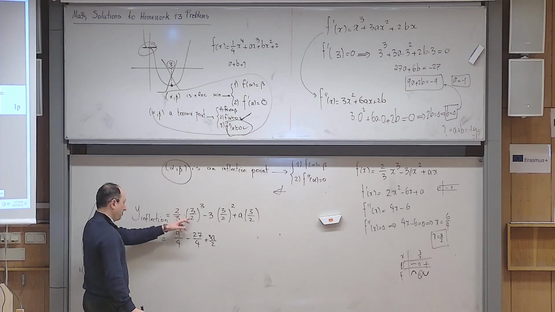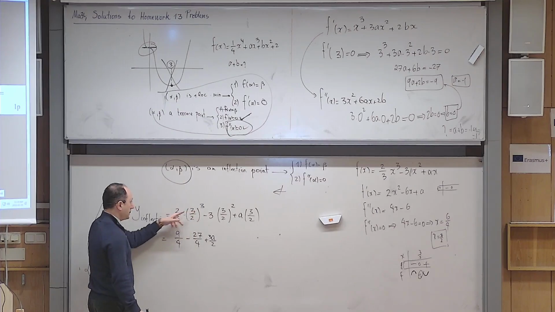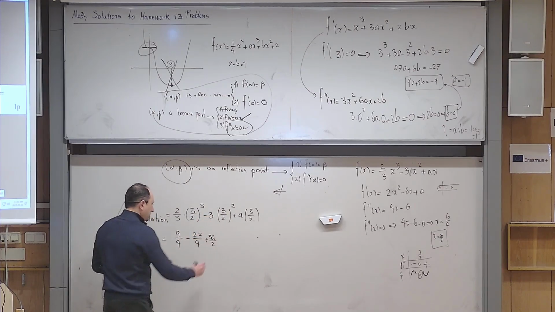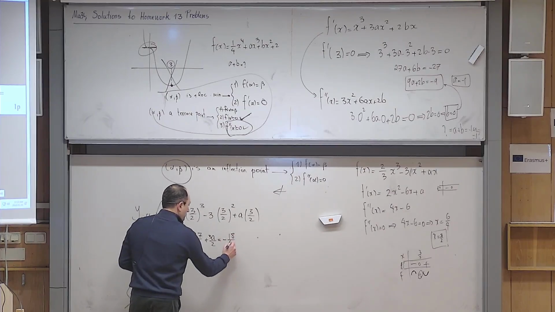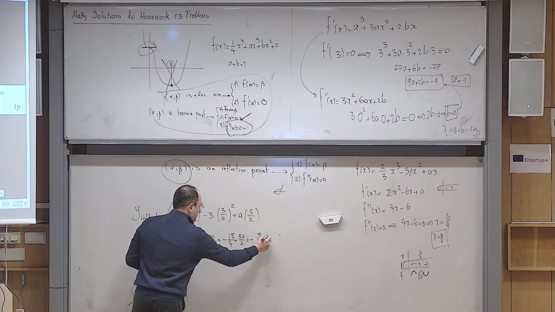No, you forgot the power three. What? The power three. No, I did everything in my head. Yes, so 3/2 to the power of 3, one of them is cancelled, two of them are left, so it's 9/4. And this is 3 times 27, and that is 4, and that's correct. So this becomes minus 18/4 plus 3a/2. Then it becomes minus 9/2 plus 3a/2.